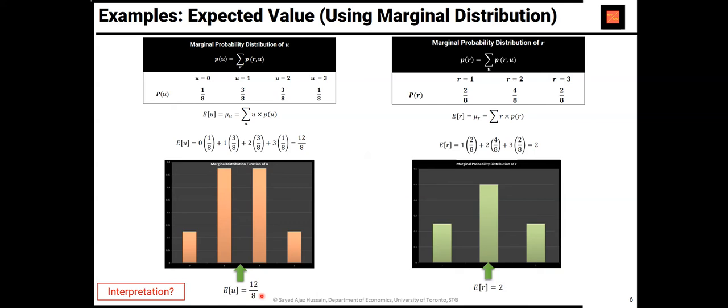So 12/8 would be, let's see, 3/2-ish, 1.5, right? So that means what? If somebody were to follow the stock over 3 days, you would expect the stock to go up 1.5 periods on average.